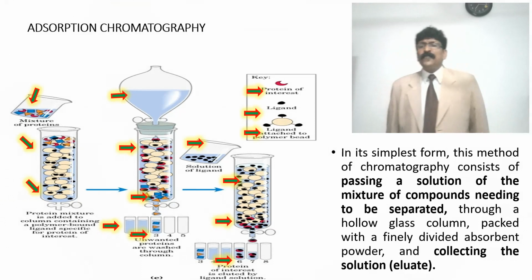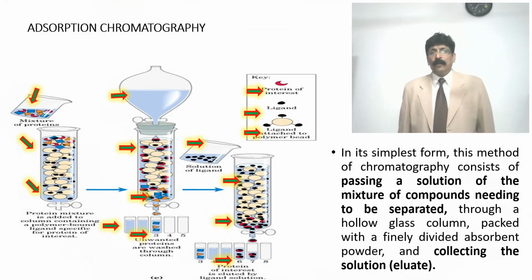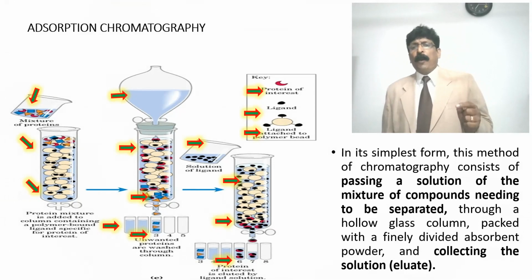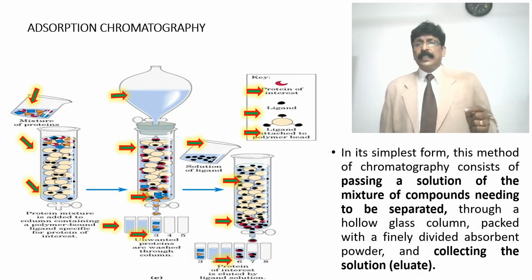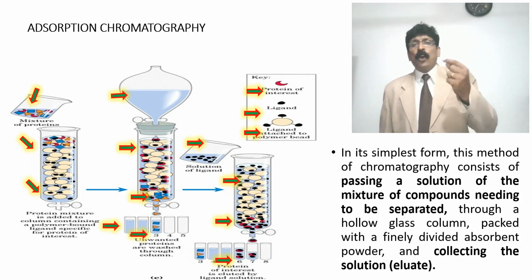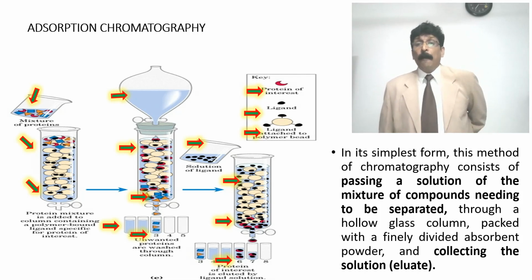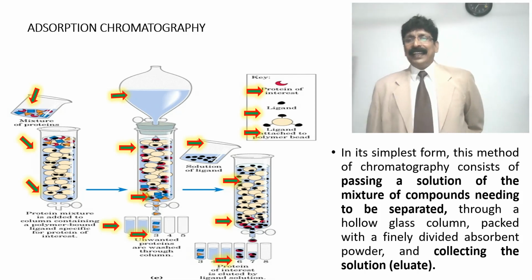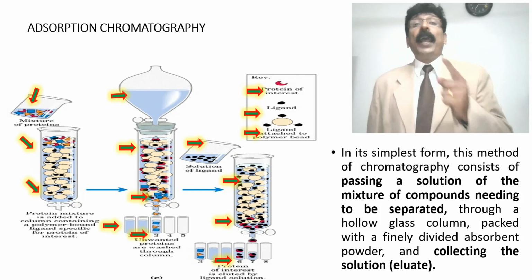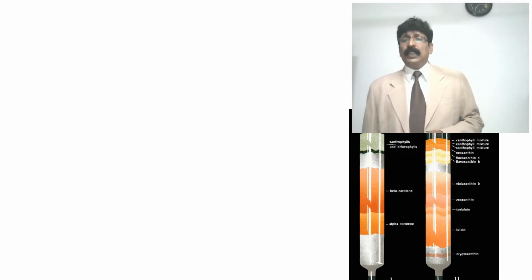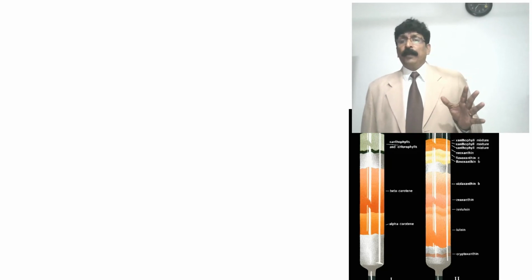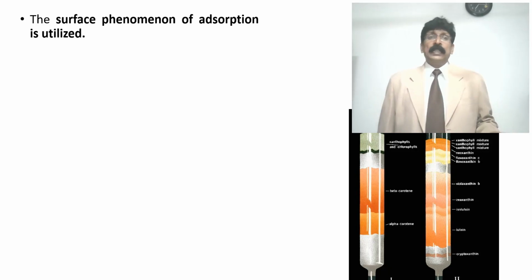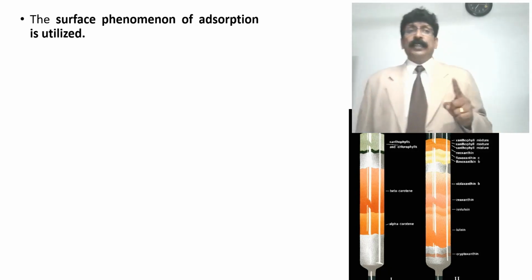in its simplest form, this method of chromatography consists of passing a solution of a mixture of compounds needed to be separated through a hollow glass column, as shown in the picture, packed with a finely divided adsorbent powder and collecting the solution that is called elute. This is just a column chromatography with colored compounds, just an example I want to show. Previously they used to even cut according to the color and find out, separate the compound also. The surface phenomenon called adsorption is utilized.